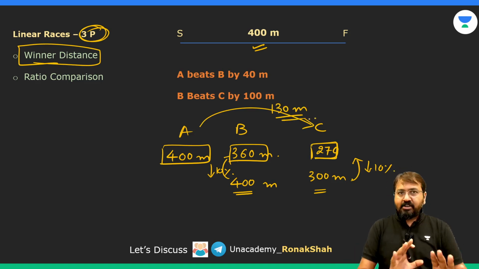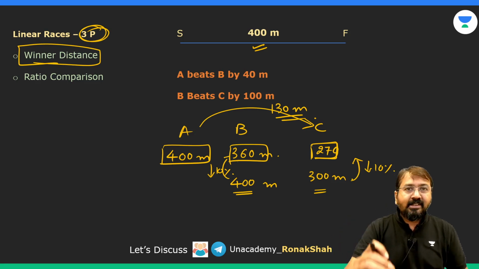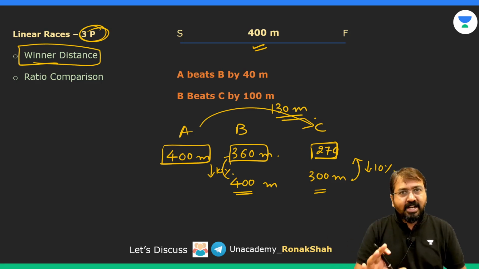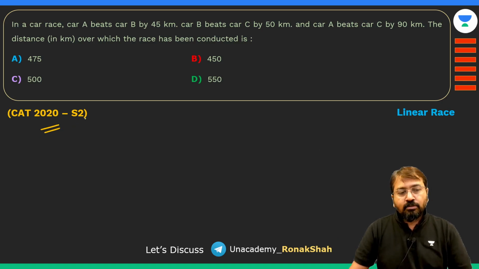I really hope you have understood this point. These are the only points that you will require to solve linear race based questions. So now let's look at some really tricky and varied questions. The first question is straight from the CAT 2020 slot 2 paper. So let's look at this question.